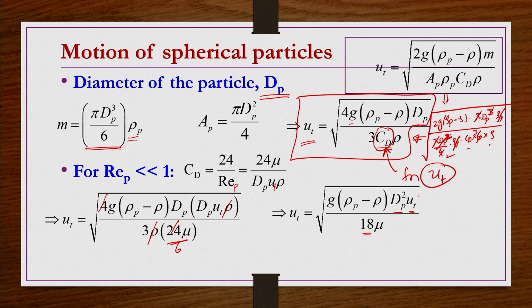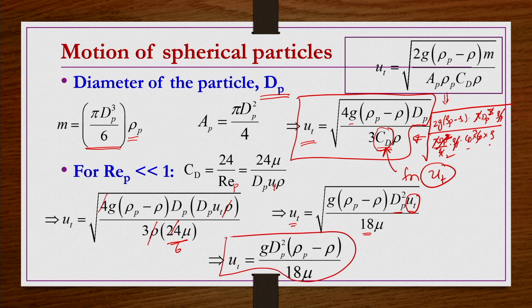Now here again, inside the square root on the right side there is a ut, and the left side is also ut. So, what you do, you take the square on either side. Then on the left hand side you have ut square is equal to g (rho p minus rho) dp square ut by 18 mu. So, this one ut on the right hand side and the square of the ut on the other side would be cancelled out. So, then you will have ut is equal to g dp square (rho p minus rho) divided by 18 mu.